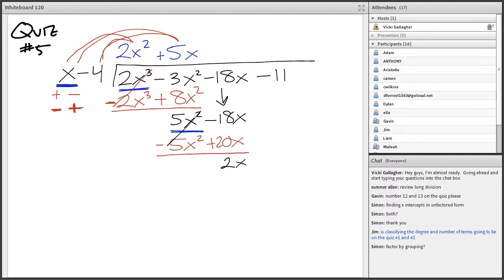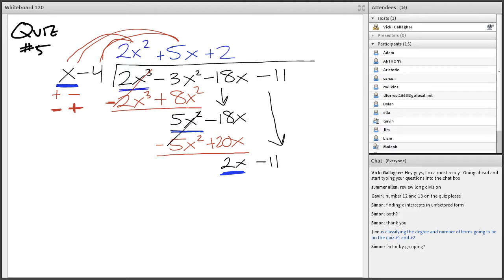I'm going to carry down my very last term, which is negative 11. And we're going to go for it one more time, and this will be the last step of the long division problem. This time I'm matching the x with this 2x right here. So I've already got the x going for me. All I need is the 2. So I'm going to multiply by a positive 2.